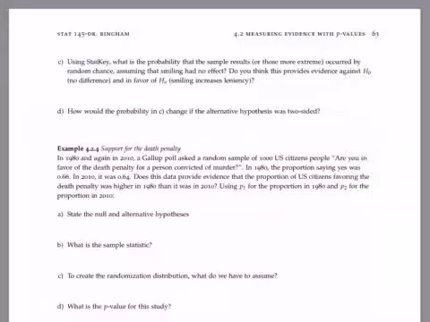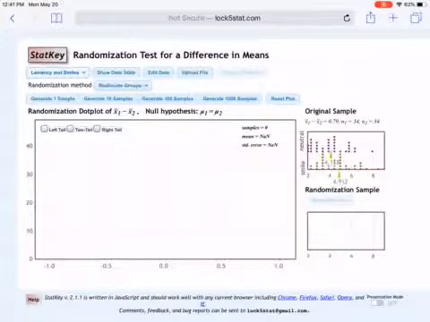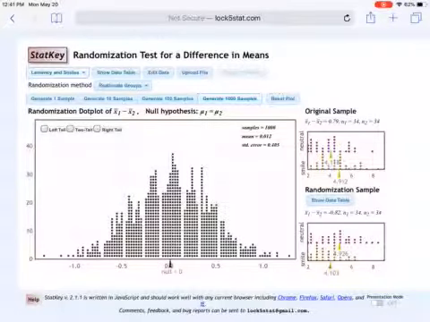If we go to StatKey and simulate, we can generate 3,000 samples, or even 1,000, by clicking the button once. You can see that the distribution is centered at the null value of 0. What this is showing us are the values of x bar 1 minus x bar 2, or x bar S minus x bar N, that we would expect if there is no difference and the null is really true and we have a difference of 0.